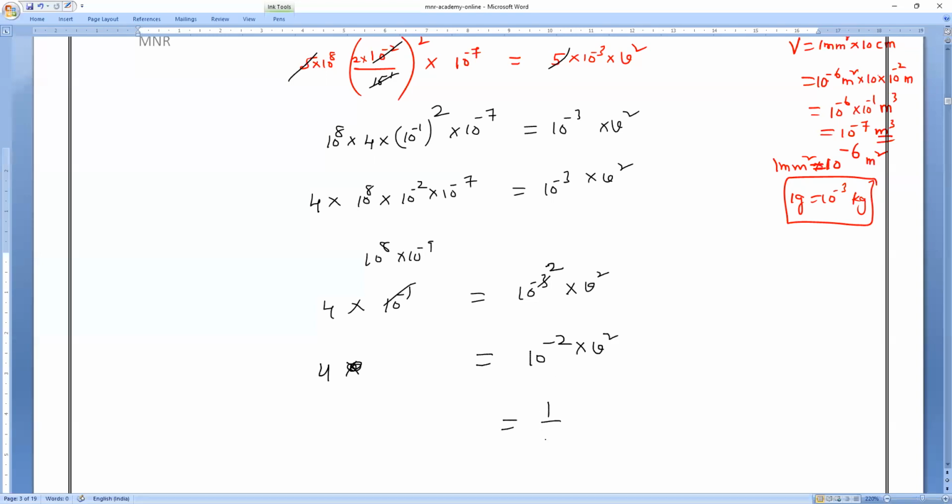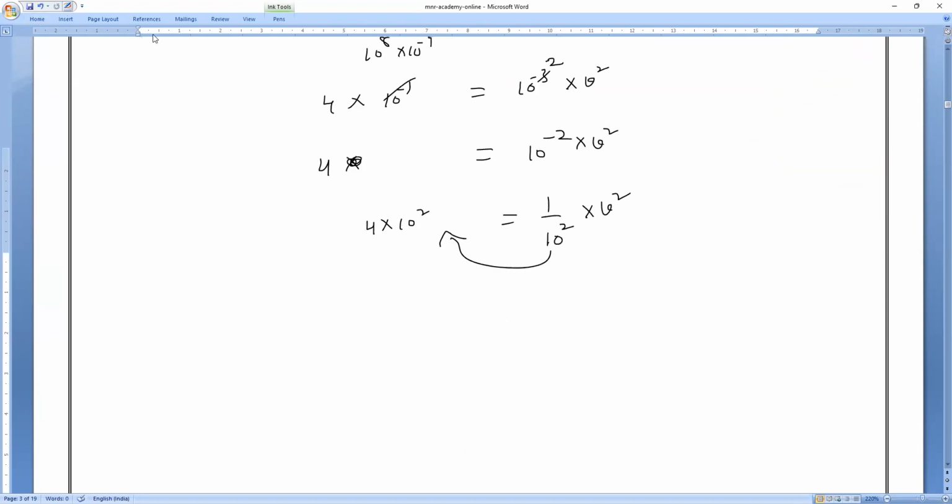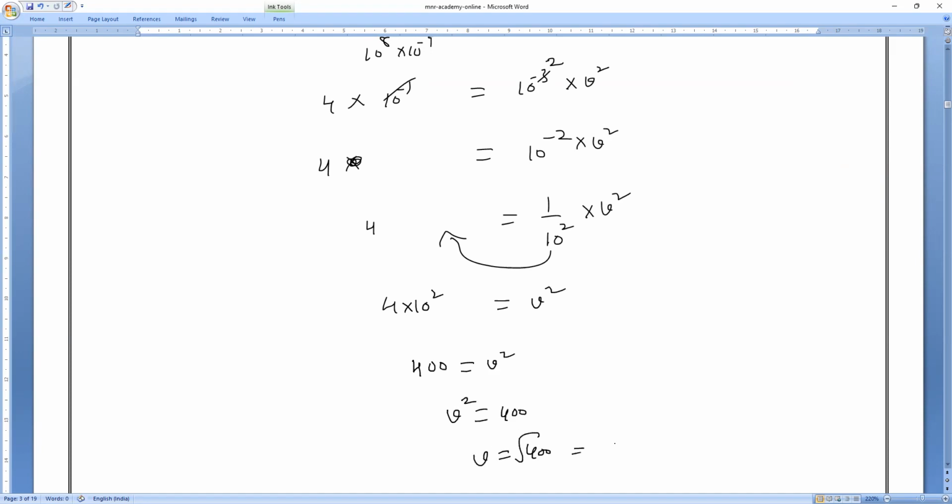10 power minus 2 means what? 1 by 10 square only. Correct? So 1 by 10 square will come to this side. What will become, everybody? 4 into 10 square. Everyone understand now? Please respond. So 4 into 10 square means how much? Which is equal to 400. So 400 is equal to v square. So v square is equal to 400. v is equal to root over 400. What is the answer? 20 meter per second. So that is the velocity.